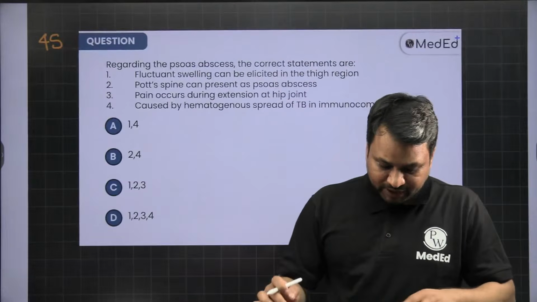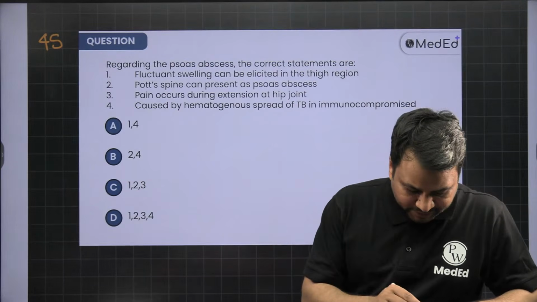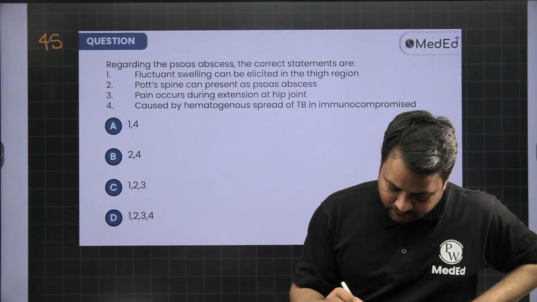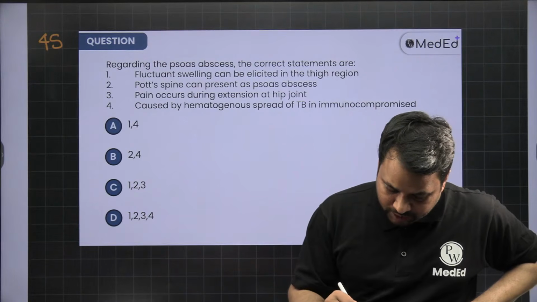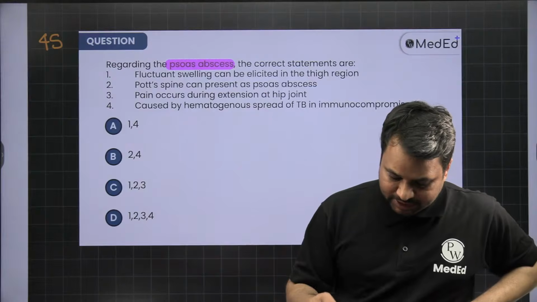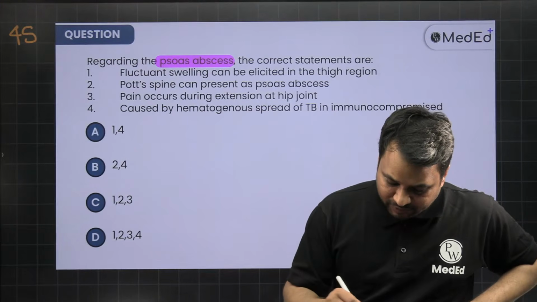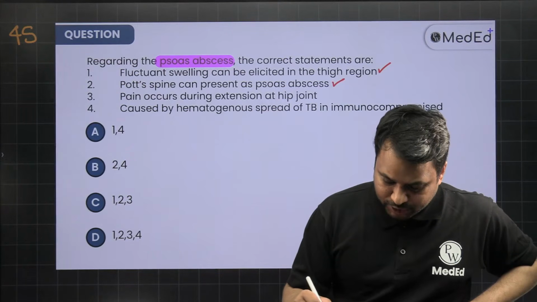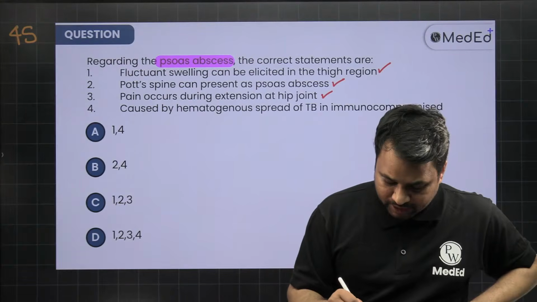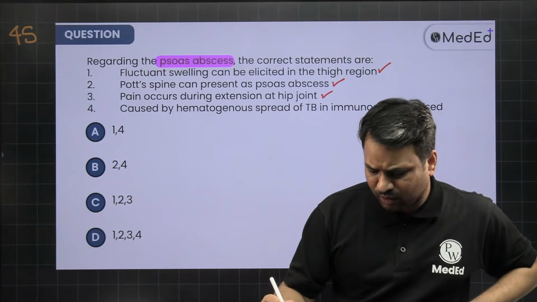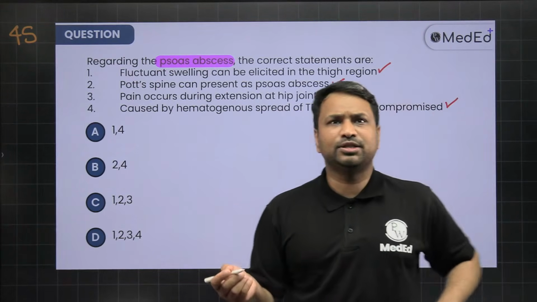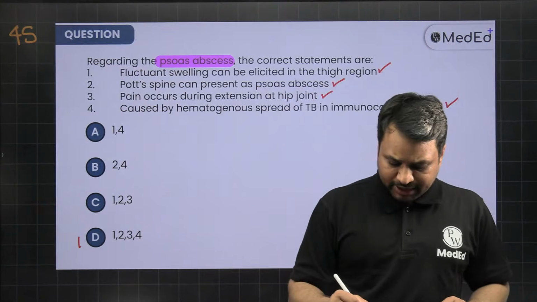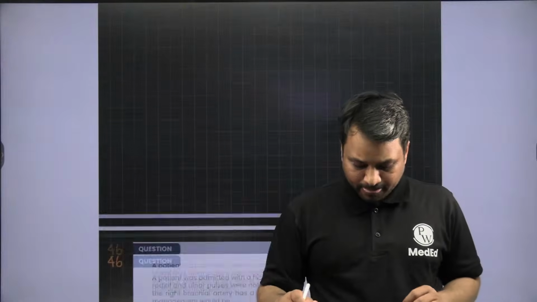Question number 45. In question number 45, they're asking which of the following regarding the psoas abscess is correct. Now, any abscess will have a fluctuant swelling that can be elicited in the thigh region, is correct. Pott's spine can present as a psoas abscess is also correct. Pain occurs during extension of the hip, absolutely correct. Caused by hematogenous route of spread of TB is one of the most common, that is in immunocompromised, correct. All 4 statements are correct in psoas abscess.